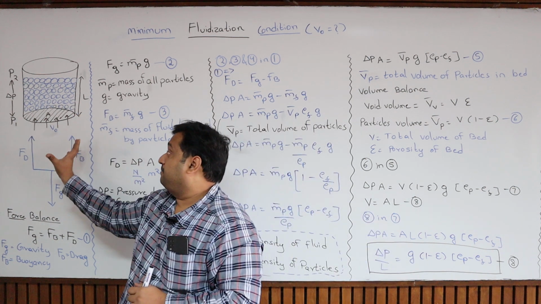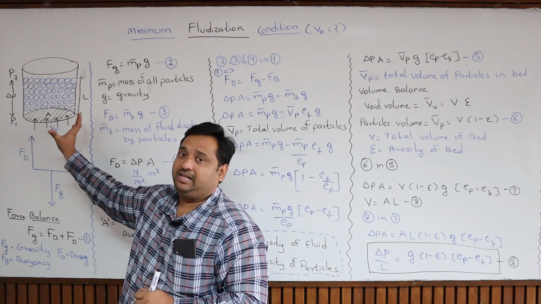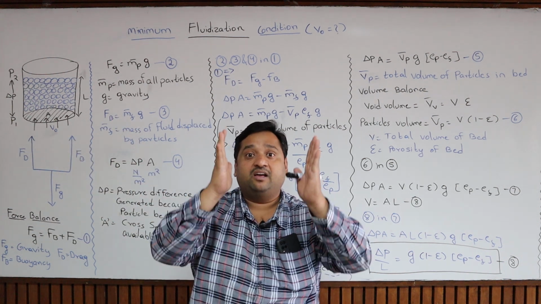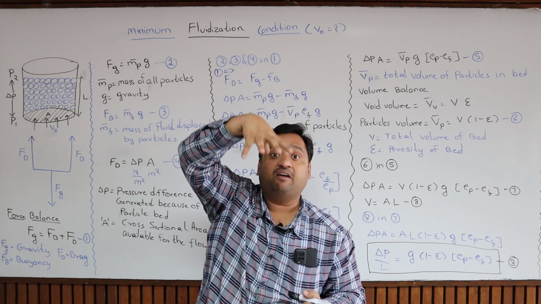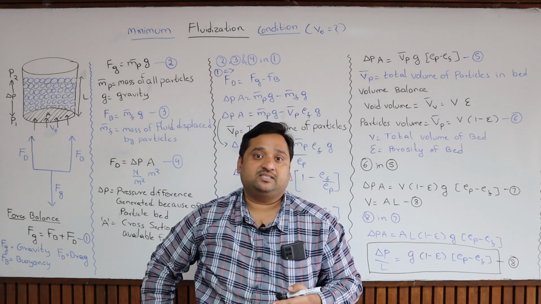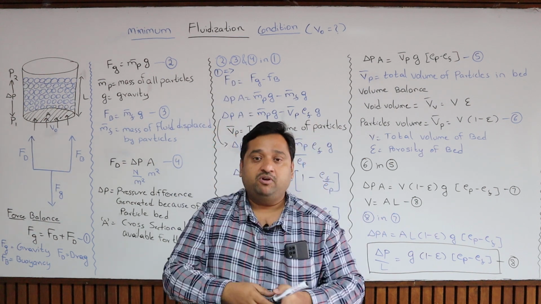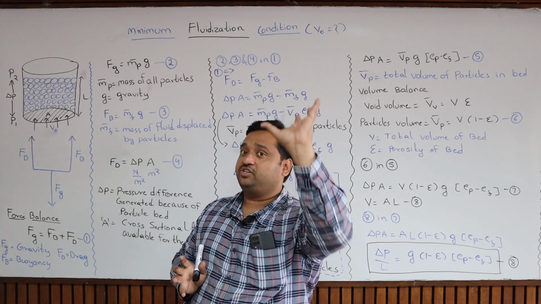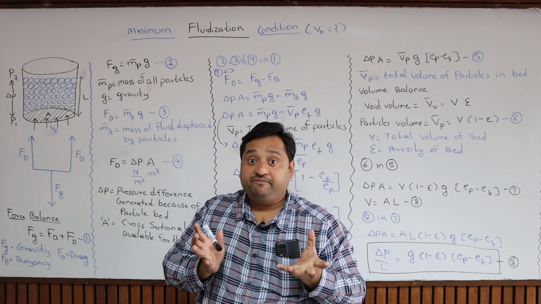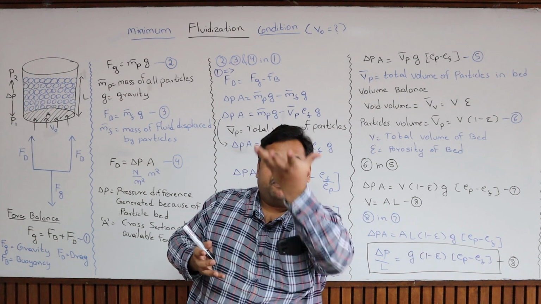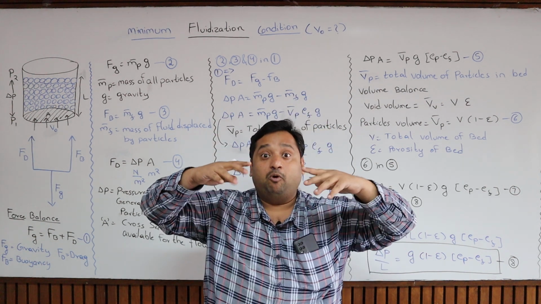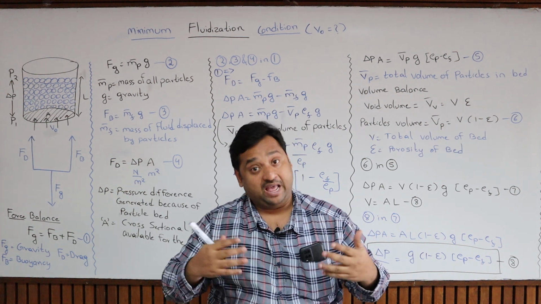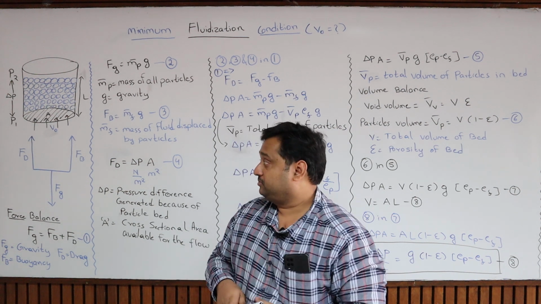If some fluid is flowing in the upward direction, the drag will lift the particles against the gravity of the particles. The gravity will try to push down, while the drag and buoyancy try to push up. If the drag from the bottom is sufficient, the particles will be lifted and will be floating in the fluid. It could be air, it could be water.